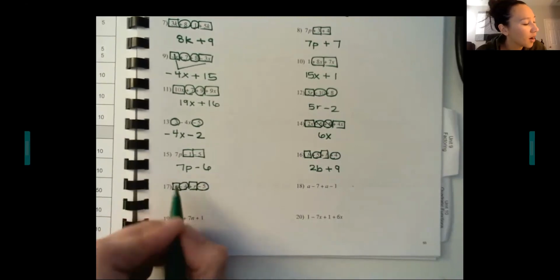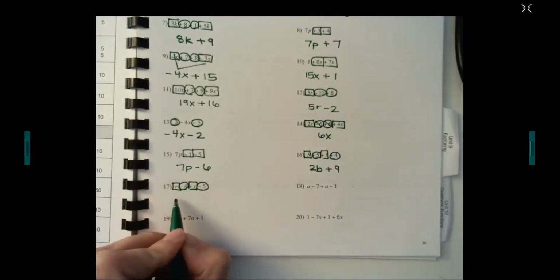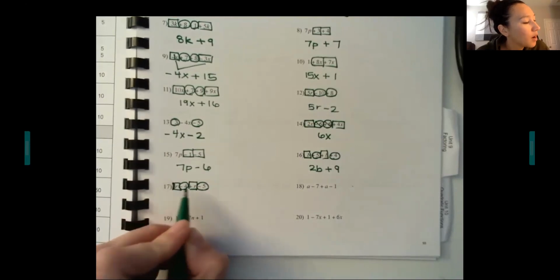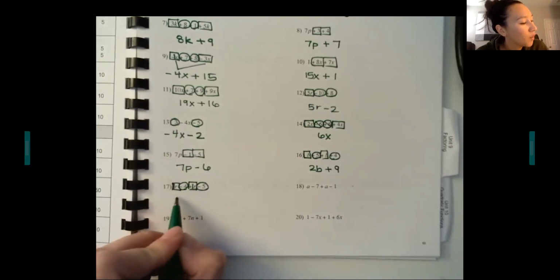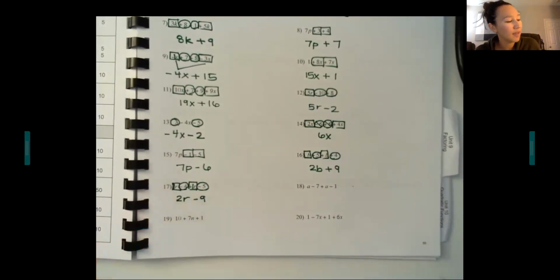Good. Okay, so what do we get when we combine R and R? We get R and 9. Yep. Okay, so this is a 1R and a 1R. So if we add 1R and 1R, then we have 2 R's. Yep. And then -4 and -5. Yep, is -9. Good. Thank you, Amari.